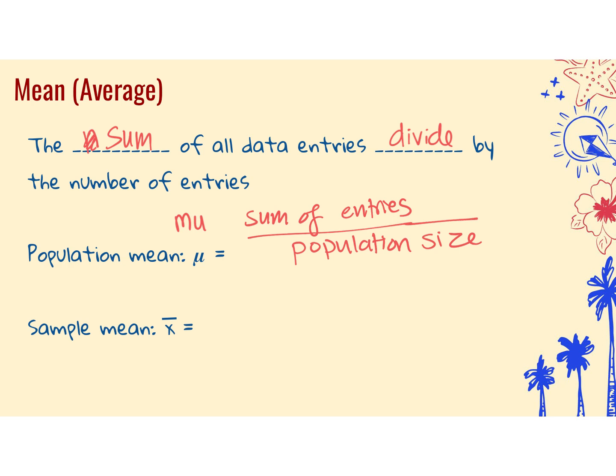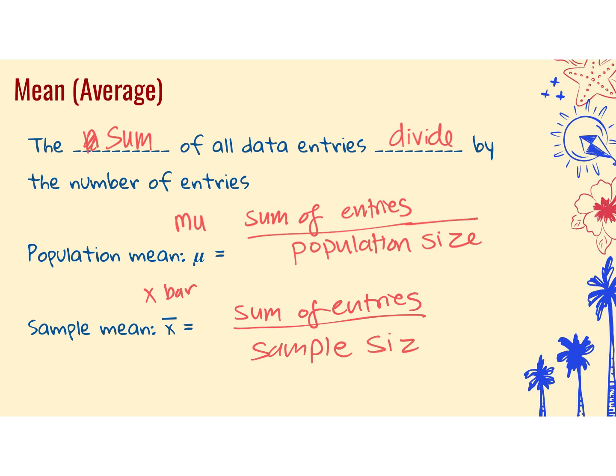Our second mean is the sample mean. We call this symbol x bar, and it's just the sum of entries divided by the sample size. We will use x bar way more frequently than we'll use mu, but we will use both. But you'll just see x bar more frequently because we work with samples more than we work with populations.